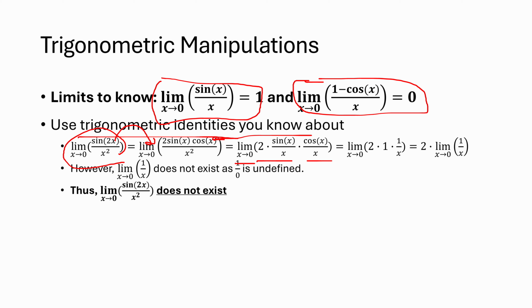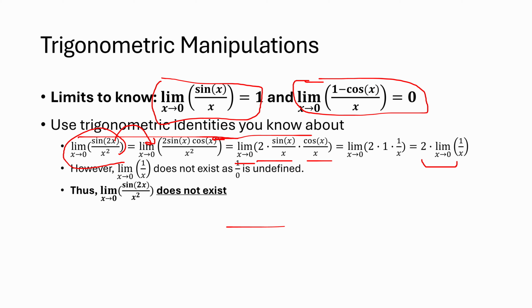So that's why we're allowed to split it. And limit as x goes to 0 is 2. And limit as x goes to 0, sine x over x is 1 here. And limit as x goes to 0, cosine over x is 1 over x, which will be like this: 2 times limit as x goes to 0, 1 over x.